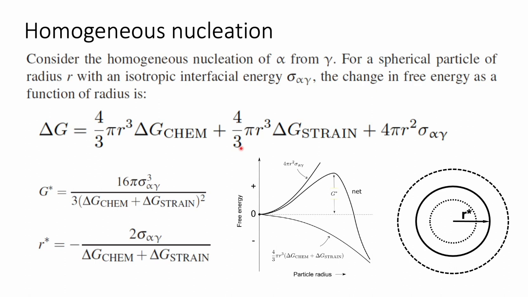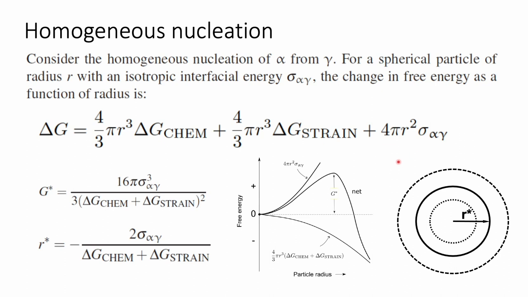And then if we consider this volume contribution, there's another part. Because when the gamma phase transfers to the alpha phase, it links with the strain change in solid state materials. It links with the strain energy. So here, delta G strain means the strain energy change, or the strain-change-linked free energy. Again, it's based on the unit volume. Multiply by the volume, and it gives you the contribution based on the strain change.